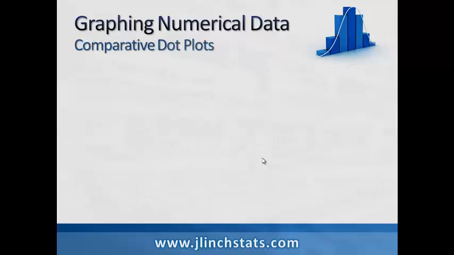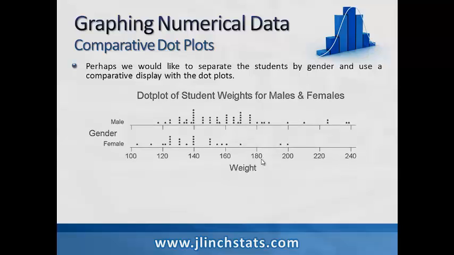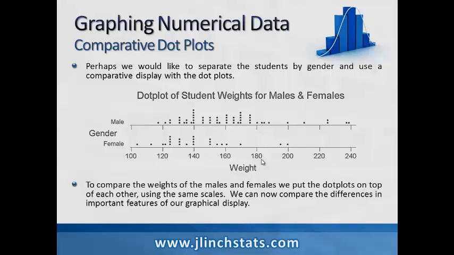Now we can also do comparative dot plots. Perhaps we want to break out our data by another particular variable. Perhaps we want to go back and take a look at the weight data, and in this case split it out by gender. We can use a comparative dot plot where we basically stack the 2 dot plots one on top of the other to take a look at a comparison in the distribution of data. So obviously when we look at the 2 data sets here, if we want to compare them, the weights of males and females, we just stack them on top of one another using the same scale. Now we can compare the differences and important features of our graphical displays.